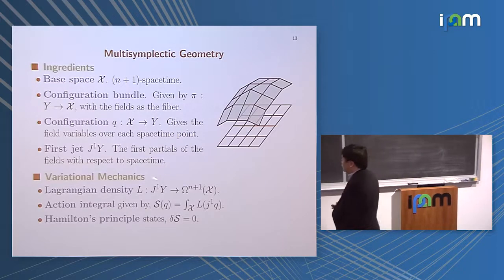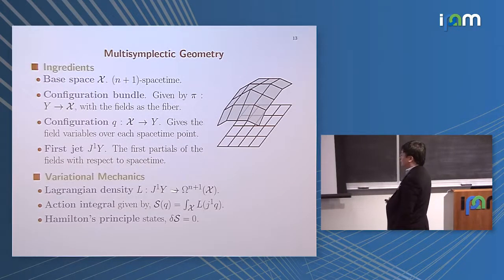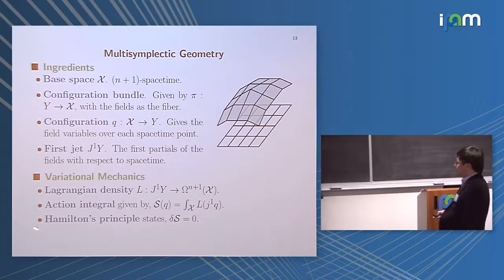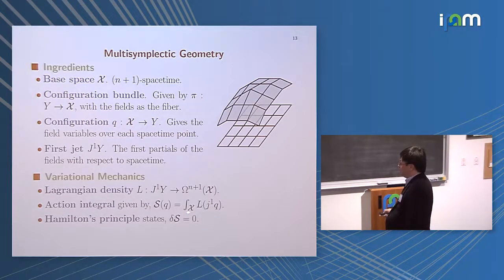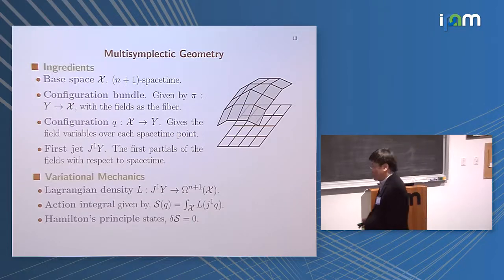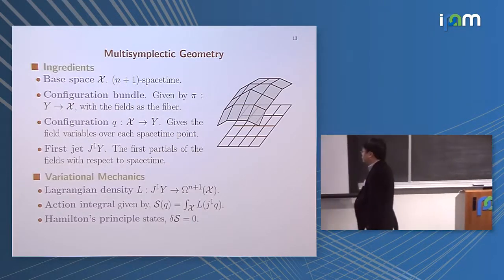You can write down a Lagrangian density, which is a map from the first jet bundle to an n+1 differential form on space-time. Once you have this object, you can take a section, look at its jet extension, and evaluate the Lagrangian density on this. This gives you an n+1 differential form, which you can integrate over an n+1 dimensional space-time domain to give you an action. Then, as with the usual Hamilton's principle, you require that this action is stationary with respect to prescribed boundary conditions. So this gives you the equations of motion.